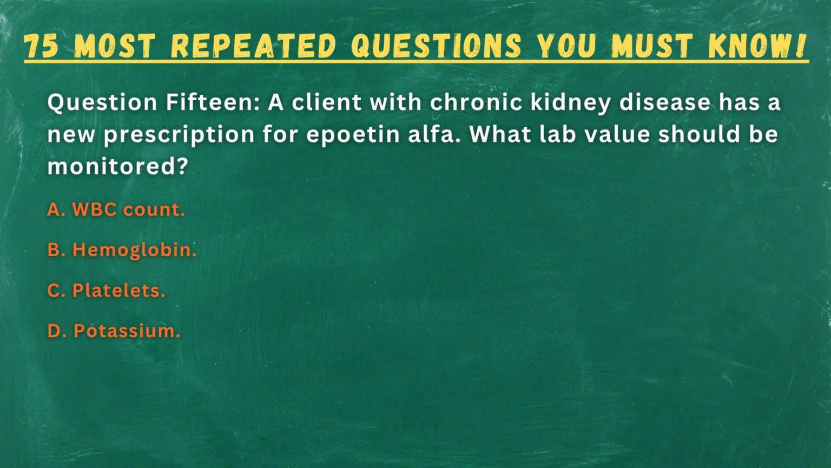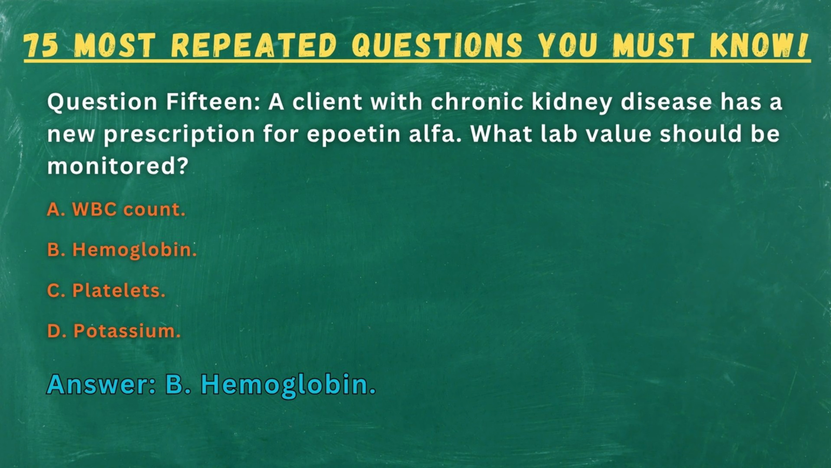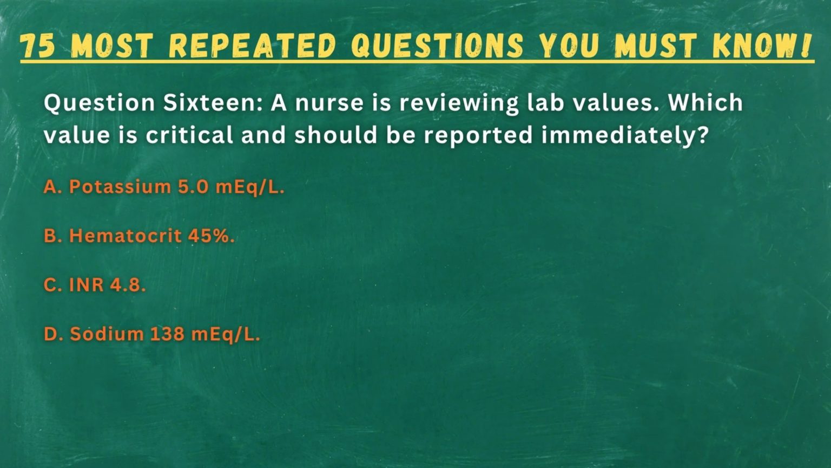Question 15. A client with chronic kidney disease has a new prescription for epoetin alfa. What lab value should be monitored? A. WBC count. B. Hemoglobin. C. Platelets. D. Potassium. Answer: B. Hemoglobin.